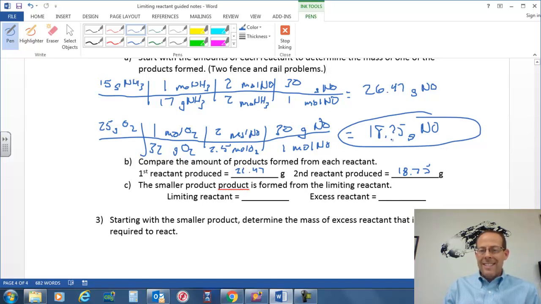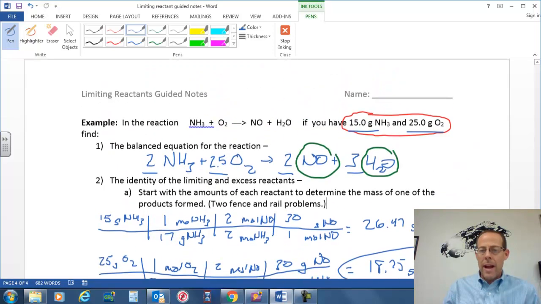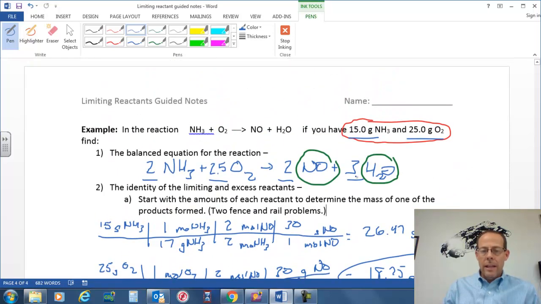So which was the reactant that gave me the smaller amount? It was oxygen. So under here on part C, oxygen is going to be our limiting reactant, and our excess is NH3. So when our reaction is done, we're going to have a little bit of NH3 left as well as the two things we are making. So in our reaction, we're making NO and water. At the end of our reaction, we're going to have some NO, we're going to have some water that we made, and there's going to be a little bit of NH3 left, but all of our oxygen will be completely gone.